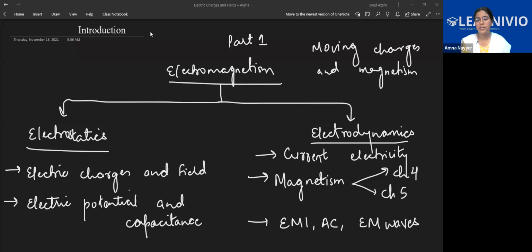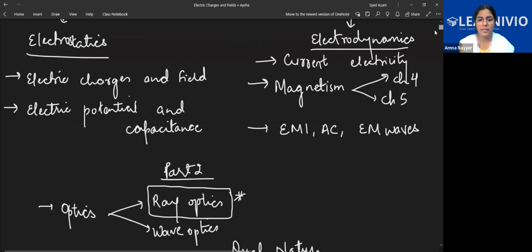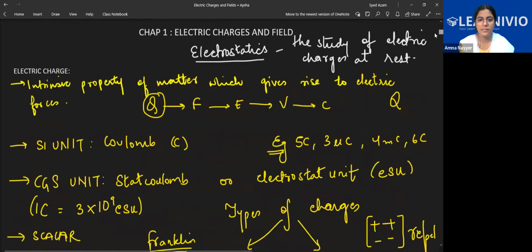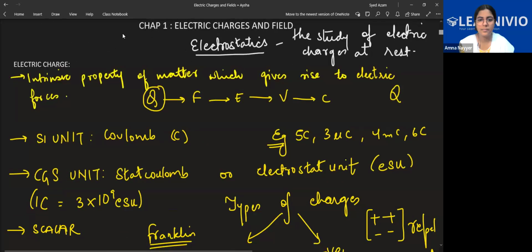What is electric charge? We discussed that, remember? Yeah. Okay, yeah, I do. See, let me make you revise this. This part we discussed, remember? Yeah, I remember. You have written these? Yeah.